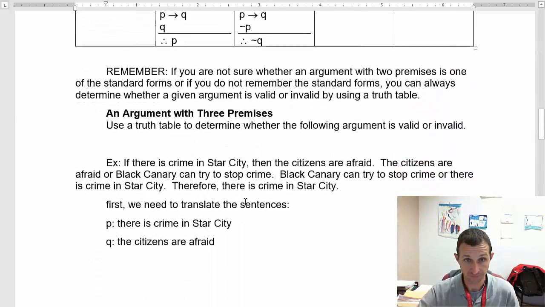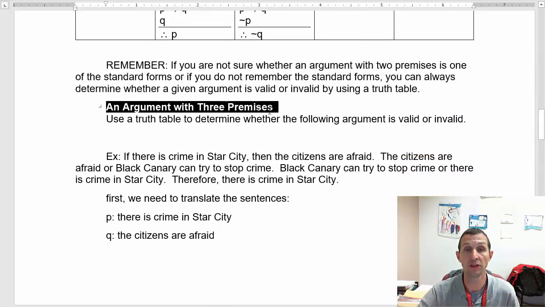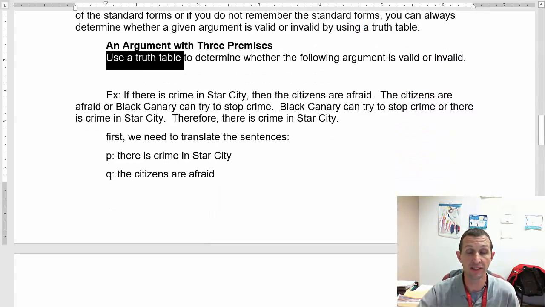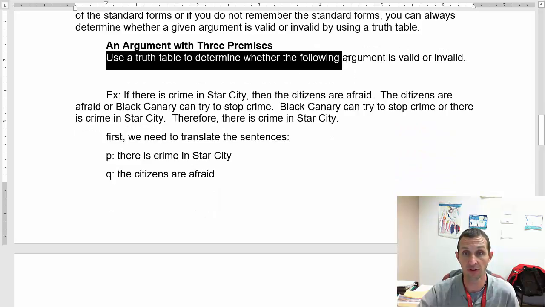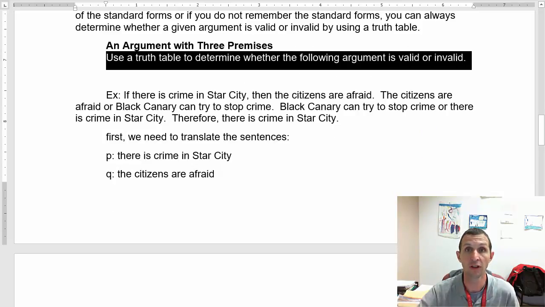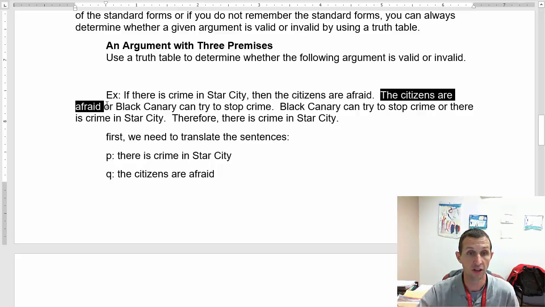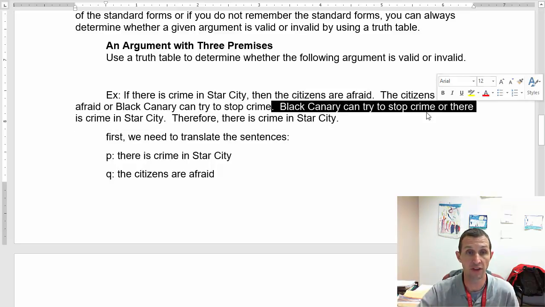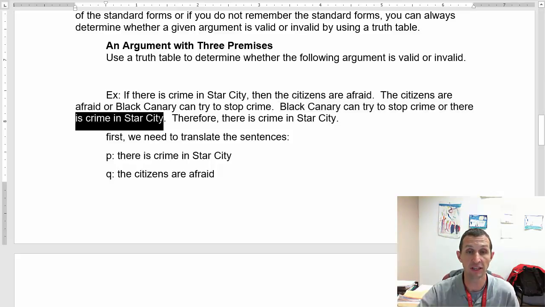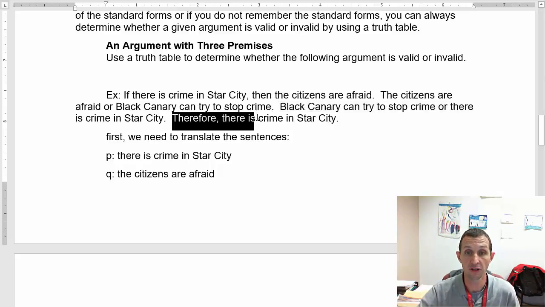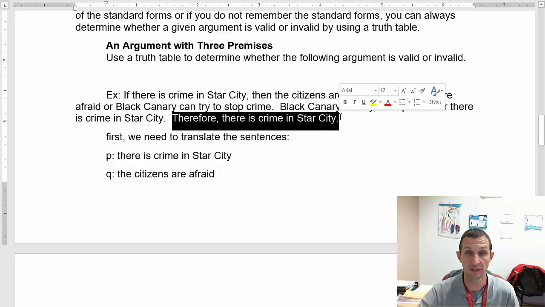Okay? So now, what about an argument with 3 premises? Well, with these, we have to use a truth table to determine whether the following argument is valid or invalid. For example, if there is crime in Star City, then the citizens are afraid. The citizens are afraid, or Black Canary can try to stop crime. Black Canary can try to stop crime, or there is crime in Star City. Therefore, there is crime in Star City.